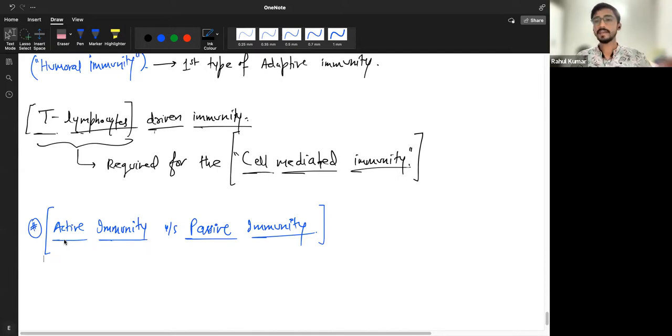So active immunity, as the word says, something is actively happening, right? Something is happening where the body is actively participating in it. So simply, when your antibodies are produced in your own body, that is active immunity. If I'm producing antibodies in my own body towards something, so that kind of immunity for me is active immunity for my body. And when will I produce antibodies in my own body?